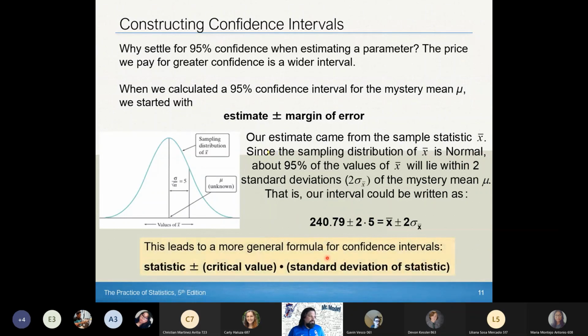This leads to a more general formula for confidence intervals, which is the statistic, x bar, p hat, and so on, plus or minus critical value times the standard deviation of a statistic. And the critical value is essentially how many standard deviations you want to go to the left or to the right. Right, 1, 2, 1.5. It depends on the percentage of confidence that you want.